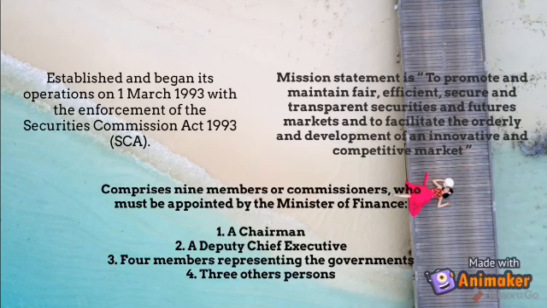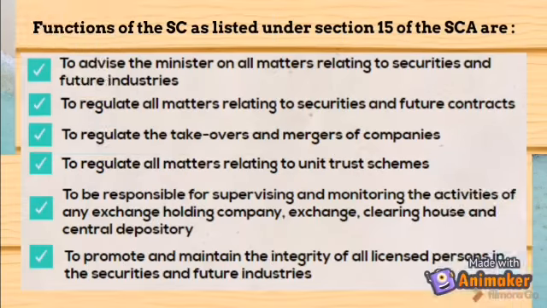The Securities Commission comprises 9 members who must be appointed by the Minister of Finance, which is a chairman, a deputy chief executive, 4 members representing the government and 3 other persons. The functions of the Securities Commission as listed under Section 15 of the Securities Commission Act 1993 are as below.